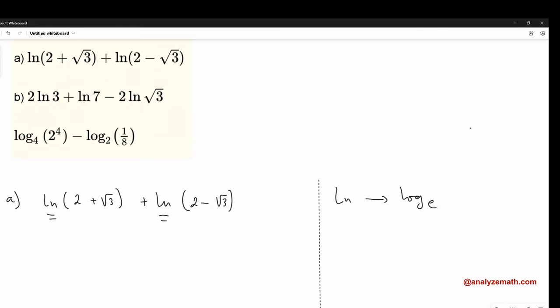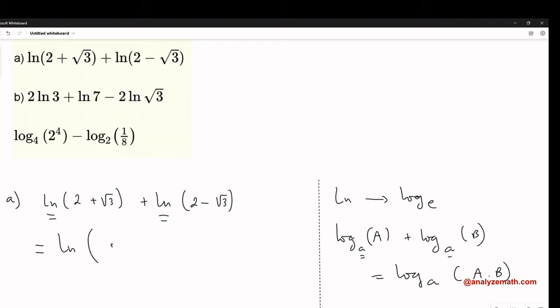Now there is a formula that tells you that the sum of two logs with the same base, of course, so the sum of the log base a of capital A plus the log of the same base a of capital B gives you the log of the same base a of A multiplied by B. So this is exactly what we are going to apply here. So this is the ln of 2 plus square root of 3 multiplied by 2 minus square root of 3.